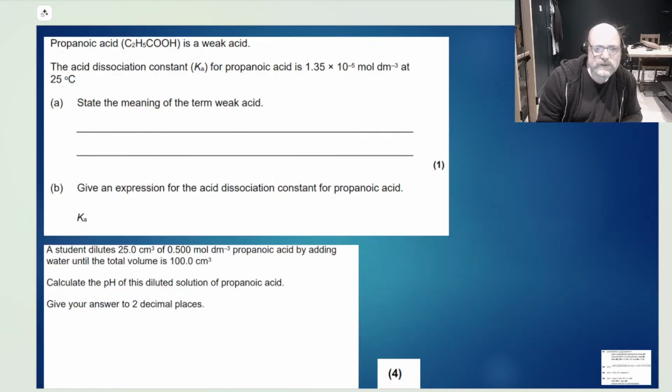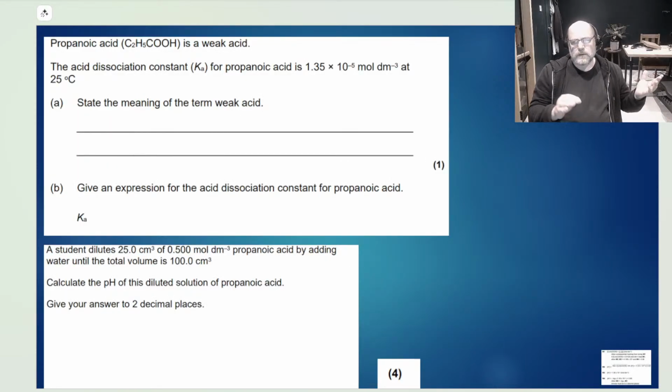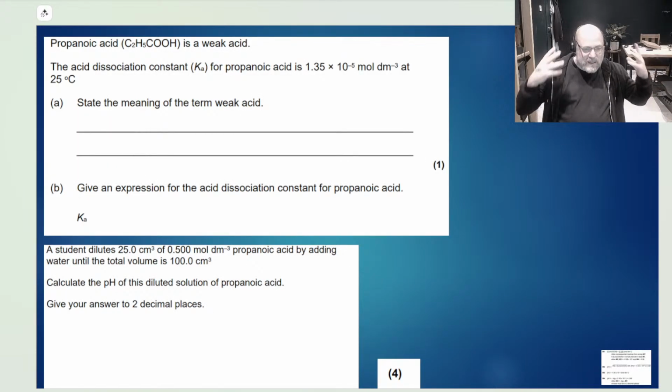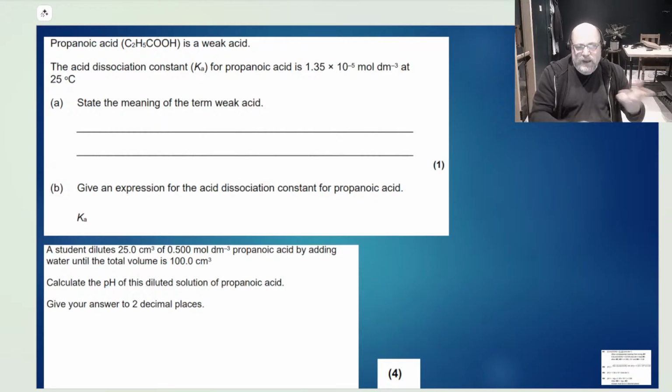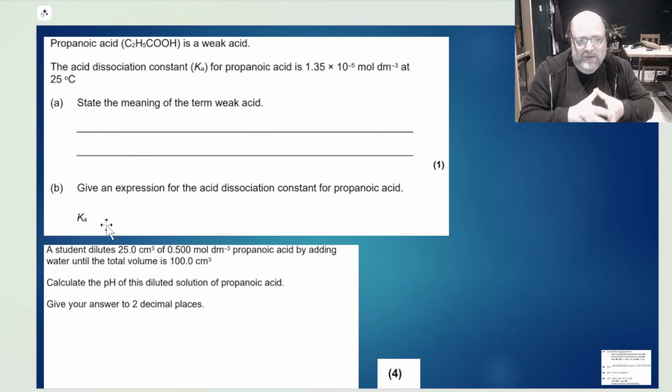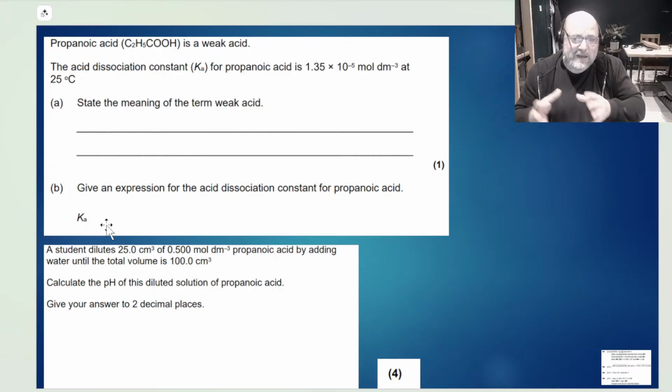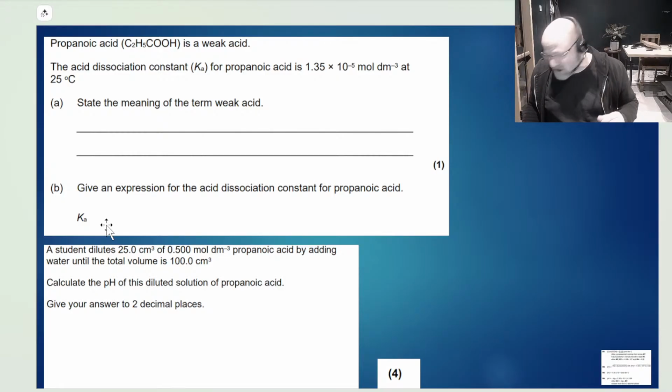Let's do this one. It's propanoic acid. Okay, so what I want you to do, see if you can state the meaning of a weak acid and then give the expression for propanoic acid. You have to be very specific and give an expression for the acid dissociation of propanoic acid. See if you can do that.